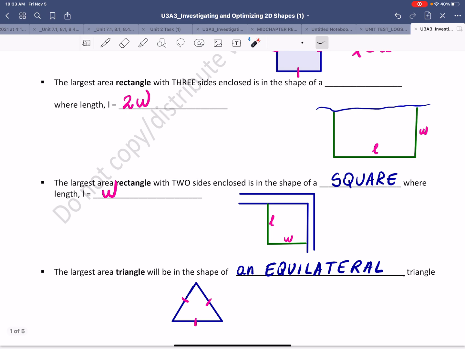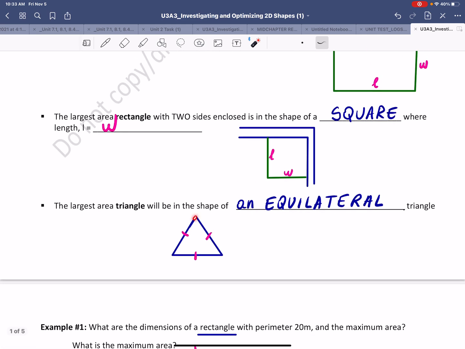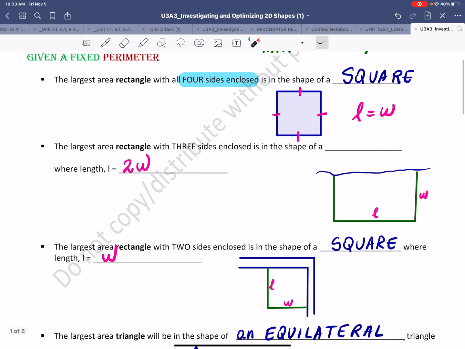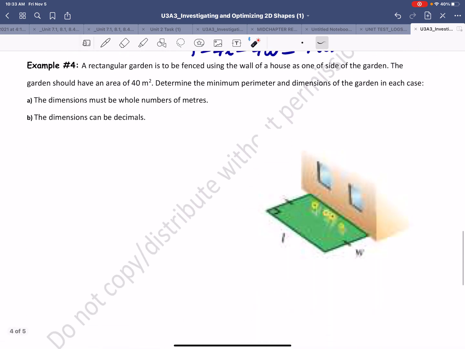And the largest area rectangle when two sides are enclosed is in the shape of a square where length equals width. And last but not least, the largest area triangle is in the shape of an equilateral triangle where all sides are equal. And we also mentioned that if we have all sides enclosed, the largest area is when the shape is the most symmetrical. So the most symmetrical triangle is an equilateral triangle, and the most symmetrical rectangle is in the shape of a square. So we took a look at a couple of examples, and we're down to example number 4.